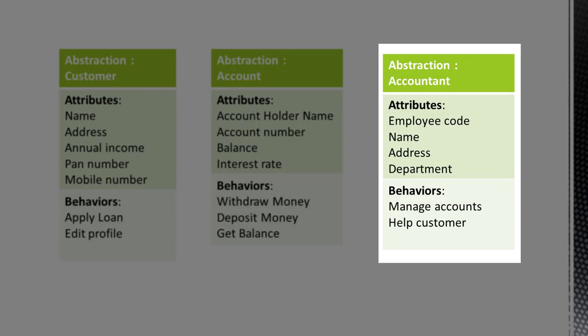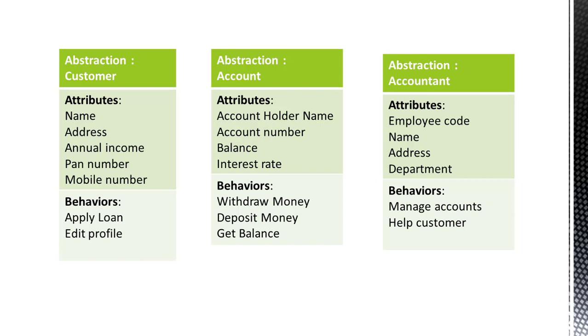Similarly, accountant will have employee code, name, address, and department as the attributes, and manage account and help customers as the behaviors. Now, in order to achieve any functionality, these objects need to interact with each other. Interacting means calling each other's methods. Without such interaction, no functionality can be achieved. For example, when a customer withdraws money from the ATM, he is actually calling withdraw money of his own account. If the customer goes to the bank and deposits cash, the accountant will call the deposit method on the customer's bank account.